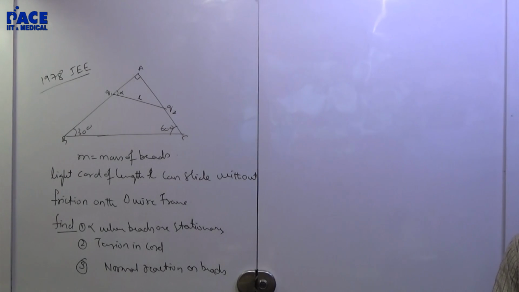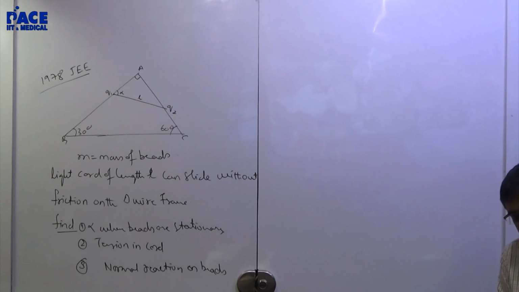There are two beads sliding. Both the beads can smoothly slide on the triangular frame, connected by a light cord of length L. M is the mass of the beads. The language given by the JEE people is like this.